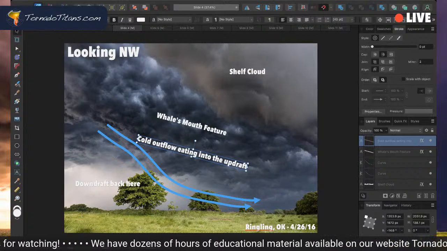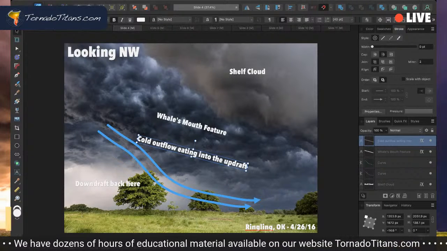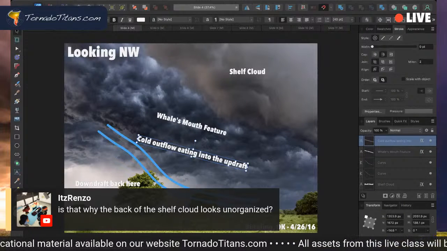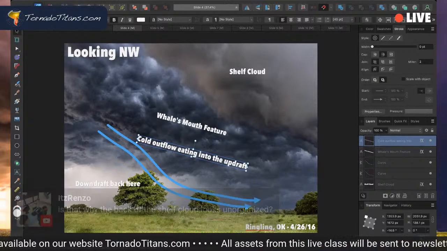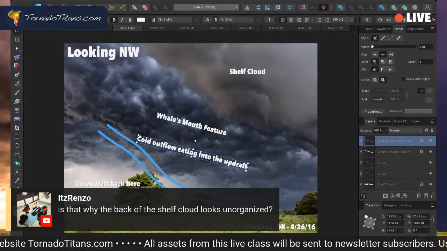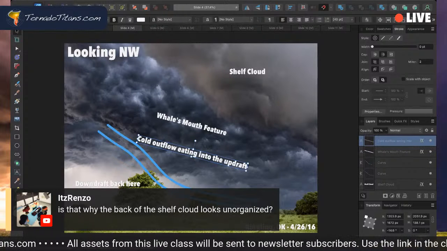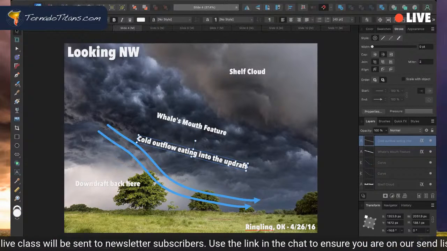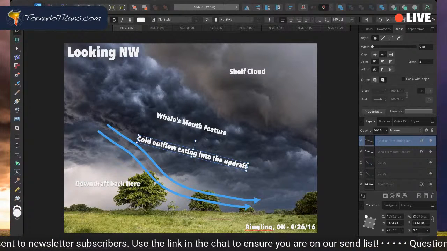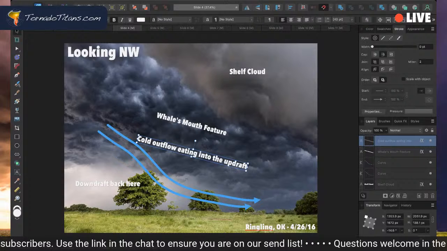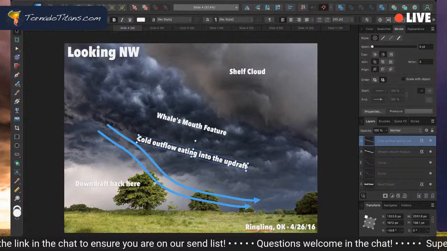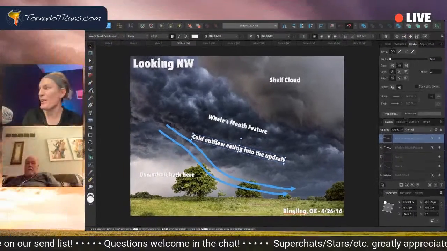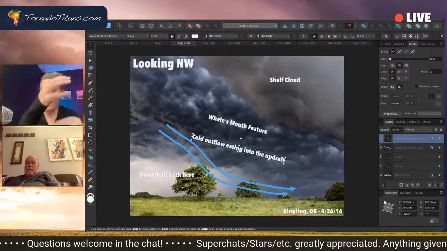Yes, exactly. Renzo has asked a question. Let's bring that up: why it looks unorganized. And we'll get to one here with Chuck in a second. But yeah, this is why the shelf cloud looks unorganized, because there's basically a lot of chaotic motion. There's a lot of things happening. You'll often see rolling motion, rolling motion like this.